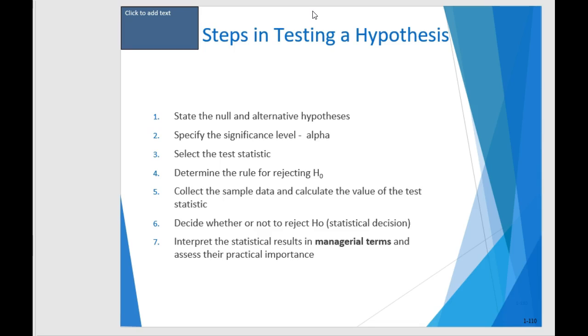And then in step 7, we just put that into real world terms. Okay, so we made our decision in 6. Now we go back, read the problem, and say, okay, yeah, we rejected this, and we did this in statistical jargon and all that. But what does this mean in terms of the problem? Okay, and that's what happens in step 7.